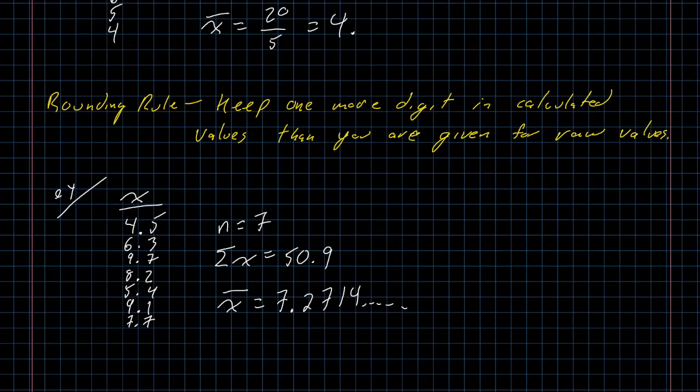My rule of thumb says I want to keep one more value than I'm given. All of the data, all the raw data in this distribution was rounded to the nearest tenth. And so one more digit than the nearest tenth is the nearest hundredth. I'm going to round and say that X bar is approximately 7.27.